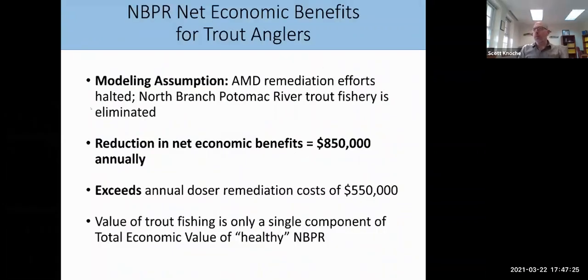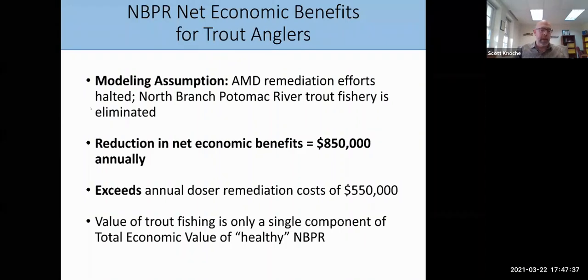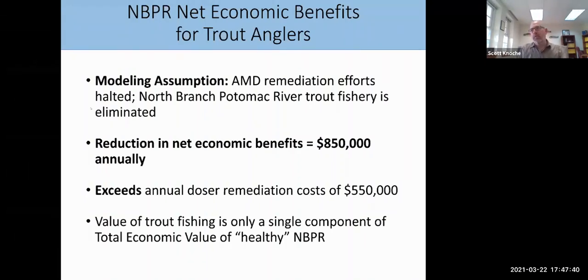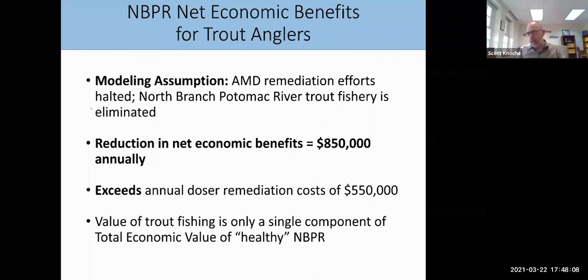characteristics. So kind of wrapping up here, I won't get into too much of the gory details of the modeling. That's no fun. So I estimated the economic benefits for trout anglers from the North Branch of the Potomac River that can be fished, relative to what would happen if it was eliminated, right? So if you eliminated the North Branch of the Potomac as a viable trout fishing site, the reduction in economic benefits is about $850,000 annually. We're actually in the final stages of developing this manuscript before we attempt to publish it in the Journal of Environmental Management.